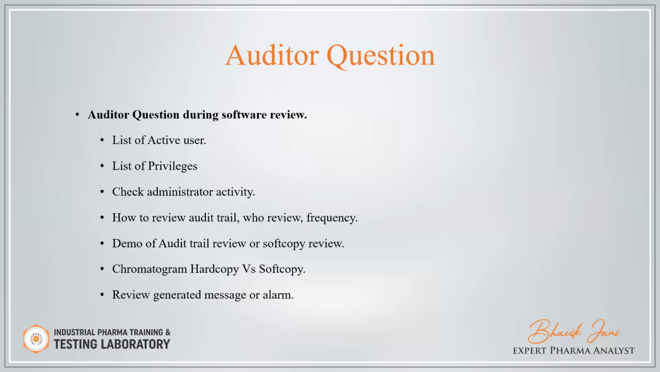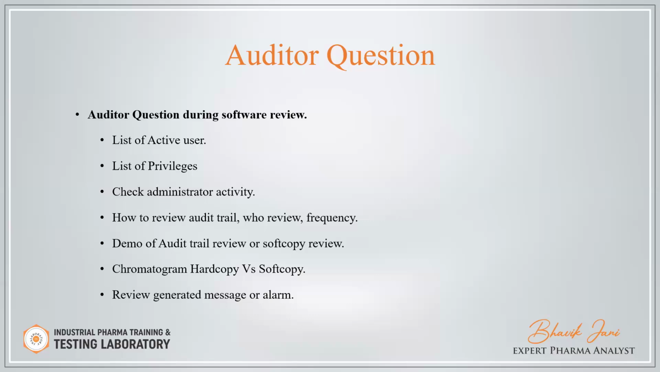Auditor questions. If the auditor wants to see the laboratory software, what questions can they ask? First, they can ask for the active user list. Then the list of privileges: the privileges assigned to the analyst, to the reviewer, and to the administrator, and the auditor can cross-check your list versus your software. They can also check the administrator activity, all the activity performed by the administrator.